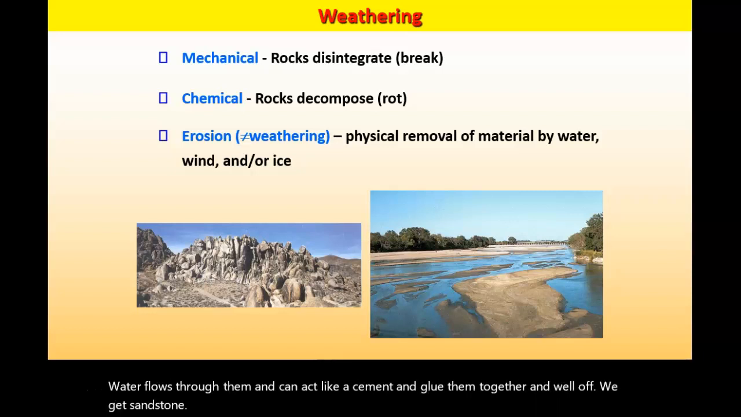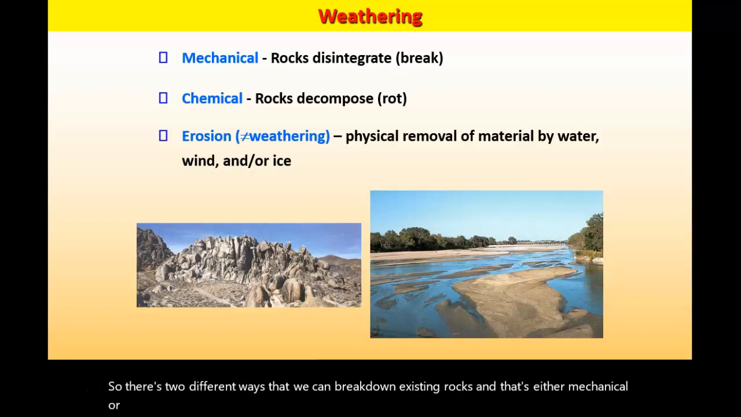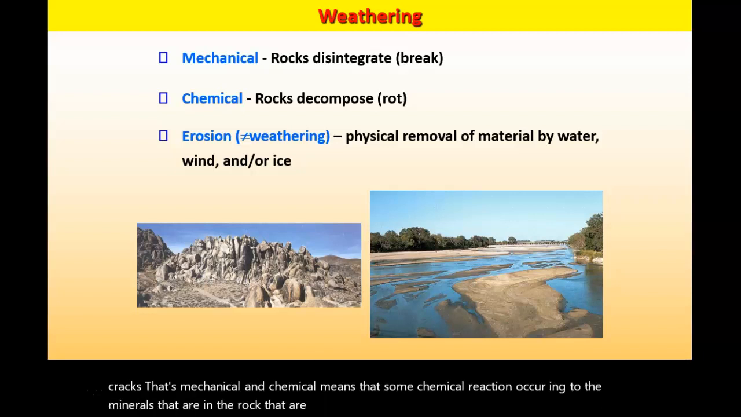So there's two different ways that we can break down existing rocks, and that's either mechanical or chemical. Mechanical is like a physical breaking, right? We take a hammer, we smack it, it cracks. That's mechanical. And chemical means that there's some chemical reaction occurring to the minerals that are in the rock that are causing it to either dissolve or break.